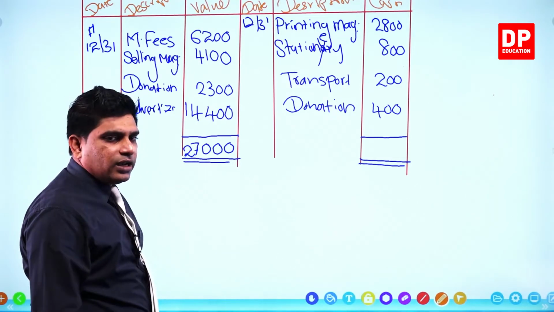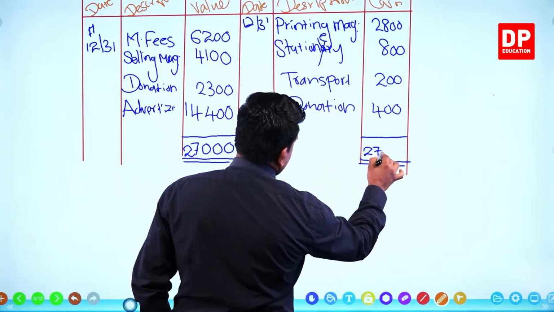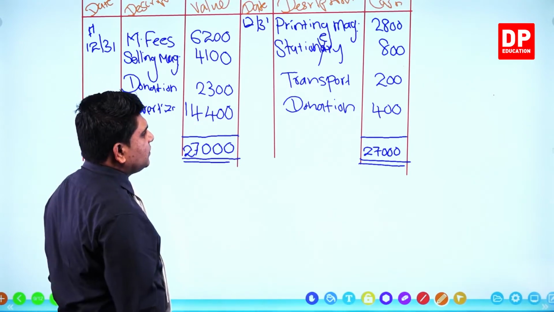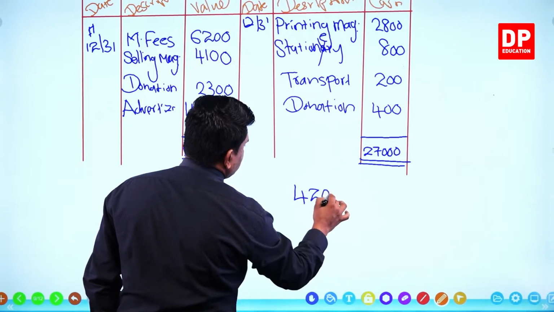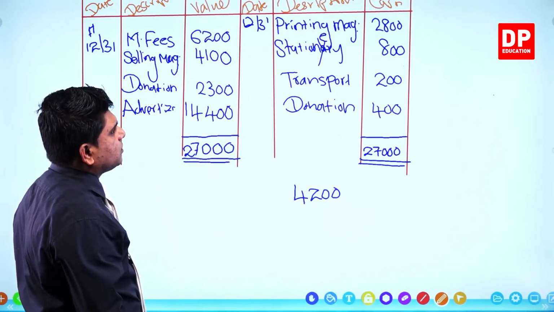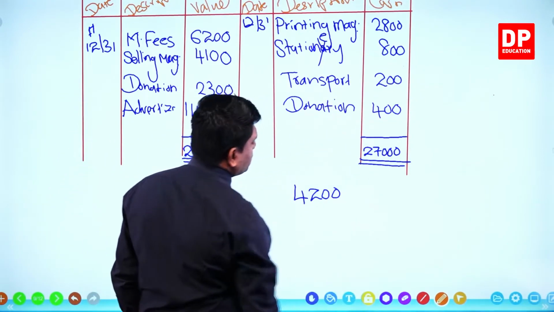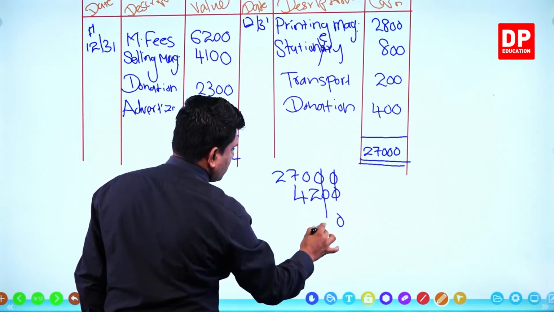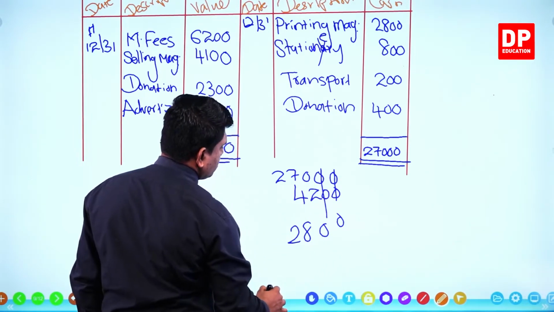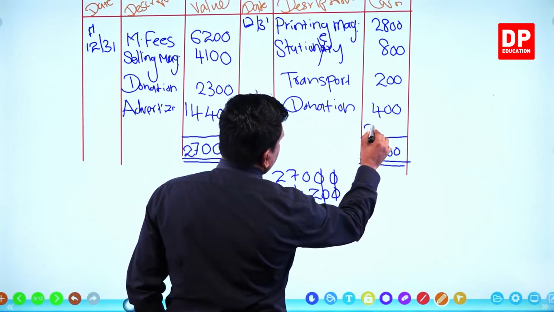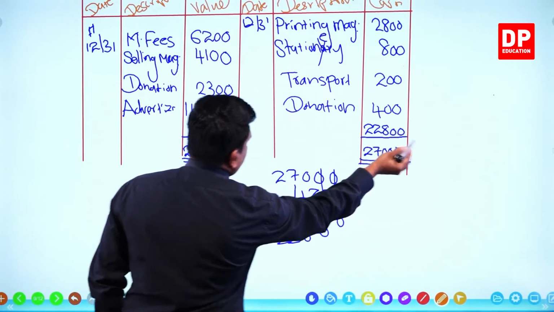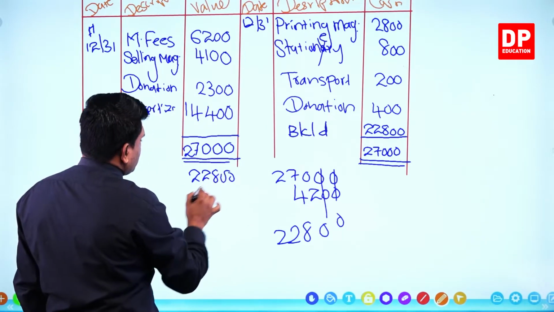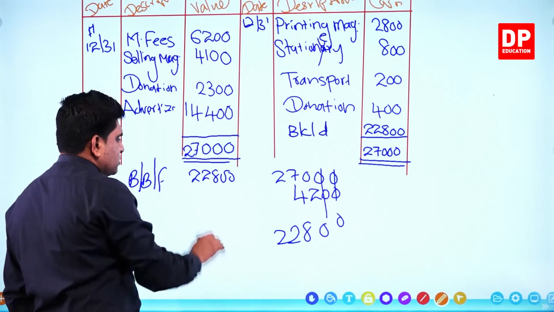27,000. Right? The same value we bring here, 27,000. Then you have to get this side's total and find the difference. We can do the calculation separately. Then this side is 4,200, I think. Double check it. Yeah, definitely. This side credits all the expenses, 4,200. The received income is 27,000. Find the difference: 22,800. Then you put it here: balance carried down. Balance brought forward. This is the way.